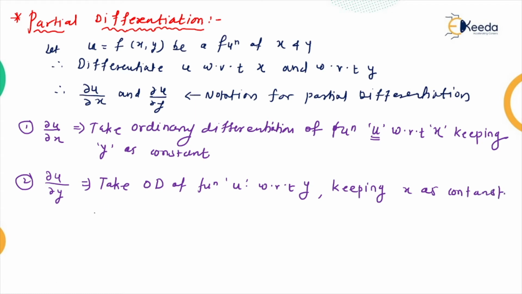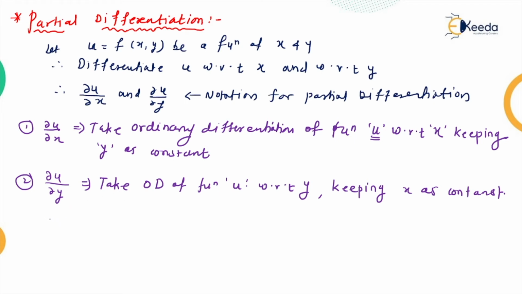I hope you understand how to take the ordinary differentiation and how to take the partial differentiation. Here, if we take ∂u/∂x, we keep y as a constant and take the ordinary derivative of u with respect to x. And if we take ∂u/∂y, we take the differentiation of u with respect to y, that is ordinary type, but keeping the other variable as a constant.